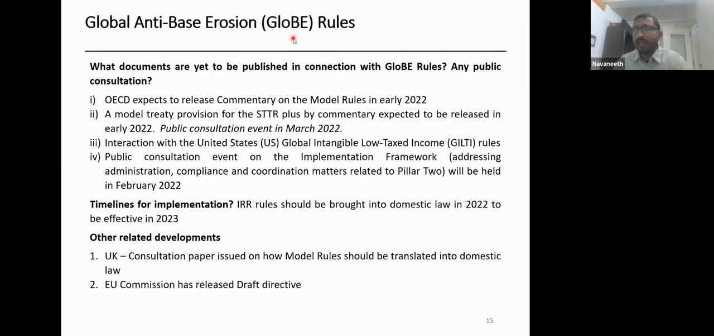What is the timeline that we have in mind as far as implementation of these rules is concerned? It's likely that the domestic law in each of the countries would be amended in 2022, and these rules are expected to be effective in 2023. The UK has already brought out a consultation paper on how the model rules should be translated into local law. Similarly, the EU Commission has also released a draft directive with the proposed rules, basing it on the OECD model rules.